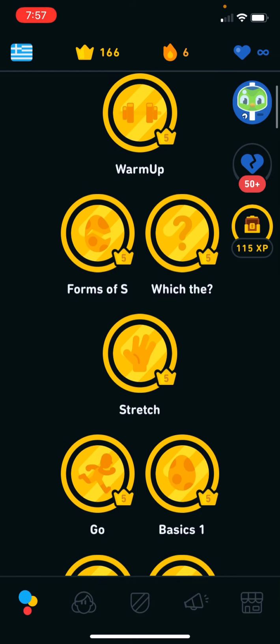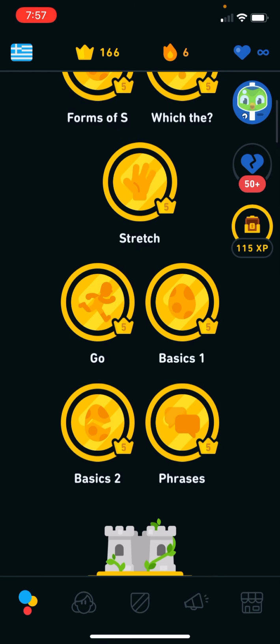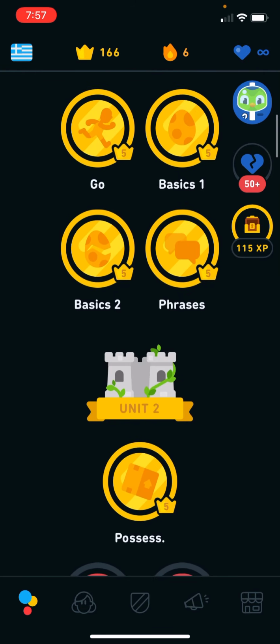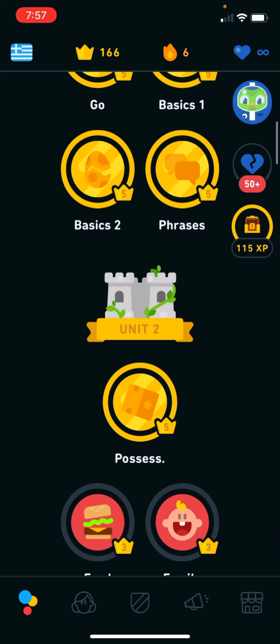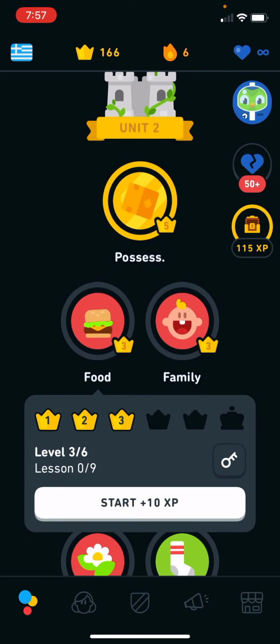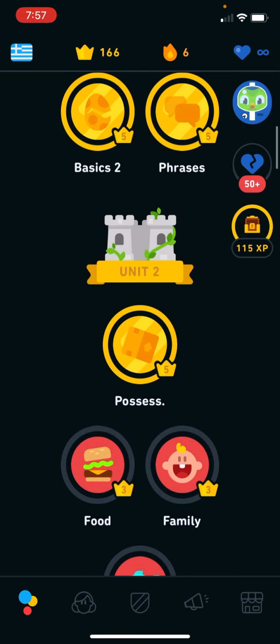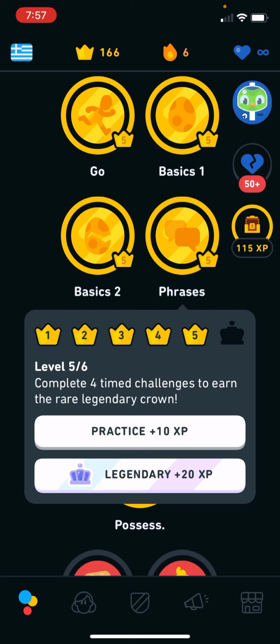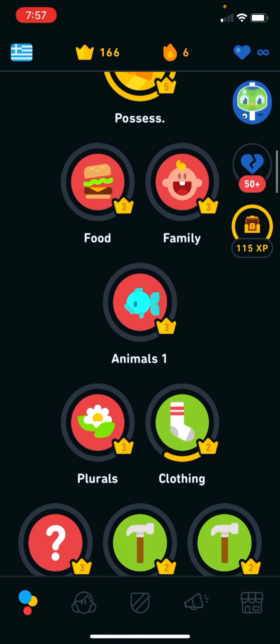And then as you get things gold, so right now you can see I clicked on phrases and it is gold. So I've gone through all of the levels on it, whereas when you get to food, it's only at 3 crowns, so I haven't gone through all the levels on that. And then what will happen is that these gold ones will break. They will look shattered, and that will mean that it's time for you to review those to integrate the spaced repetition.